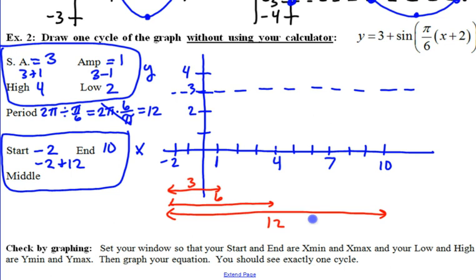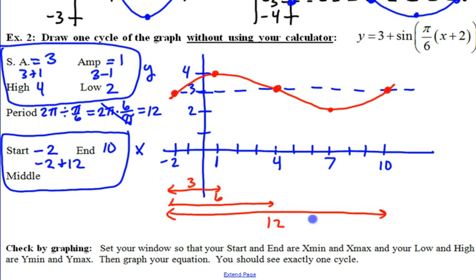I'm drawing a sine graph, so it means I start on the sinusoidal axis at -2. I end on the sinusoidal axis at x equals 10, and I'm also on the sinusoidal axis in the middle at x equals 4. At x equals 1, I'll be at the high point, which is 4, and at x equals 7, I'll be at the low point, which is 2. So here is my sine cycle.